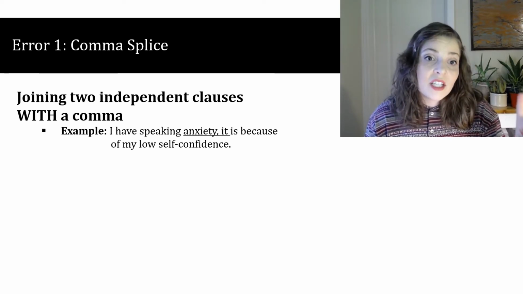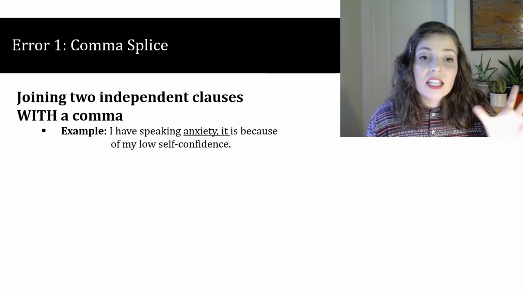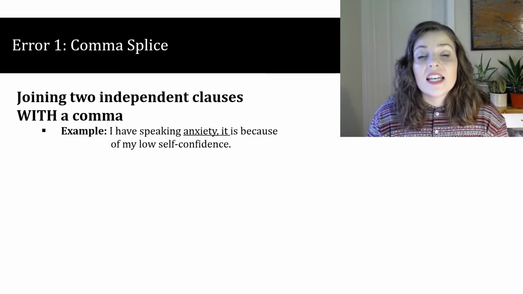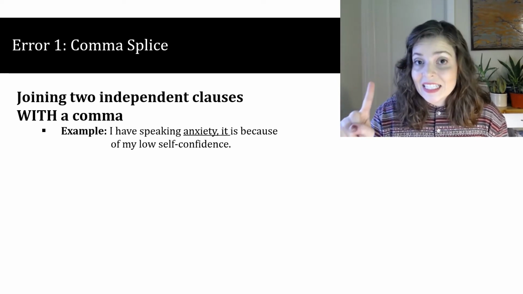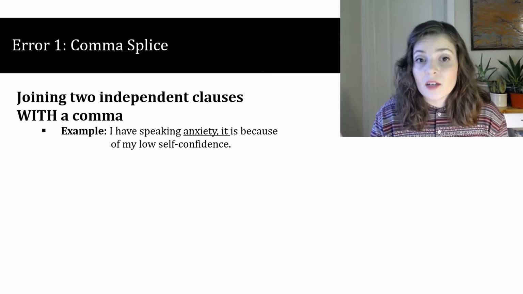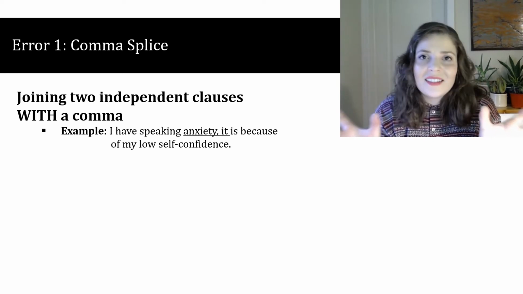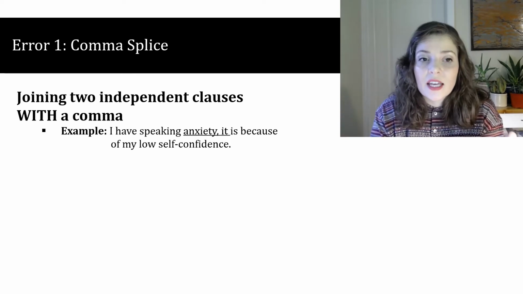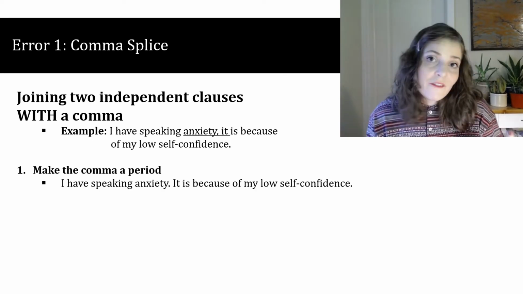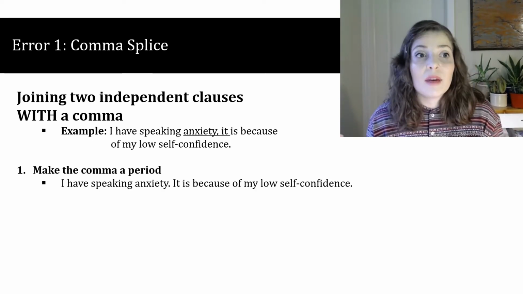I is the subject, have is the verb in the first independent clause. And in the second independent clause, it is the subject and is the verb. Those are two, they can stand alone. We need something stronger than a comma. So the first way of fixing this is that we could make the comma a period.